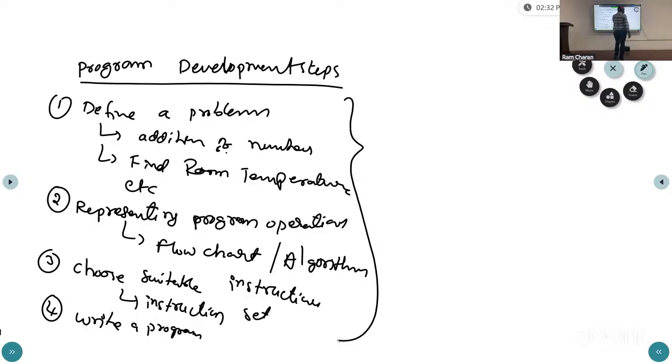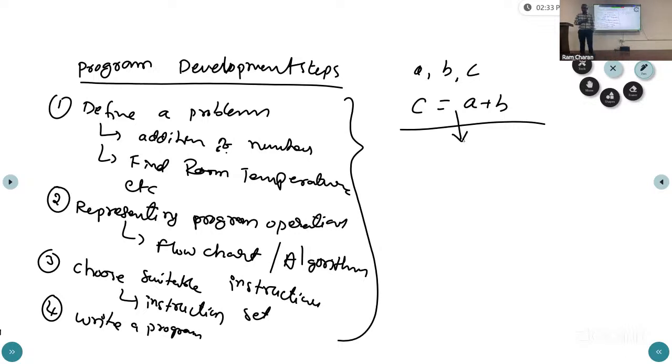Everyone see here. The simple program: A is a variable, B is a variable, C is equal to A plus B. The simple addition program: define the variables A, B, C and write C is equal to A plus B. That is the addition of two numbers. Now, how are we implementing this operation in the 8086?